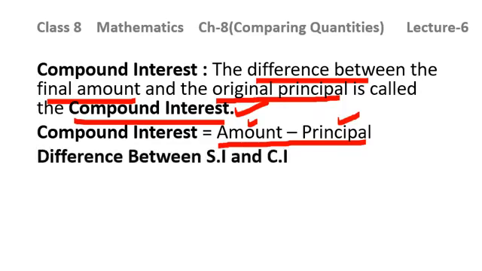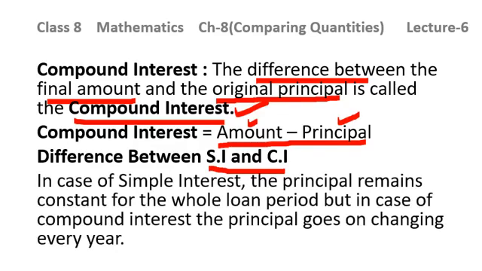And now, what is the difference between SI and CI? This point is very important to note down because this should be very much clear to you: what is the difference between simple interest and compound interest. Let us see. In case of simple interest, as the name is simple, the principal will remain constant for the whole loan period, or for a particular duration, whatsoever is the time period mentioned.